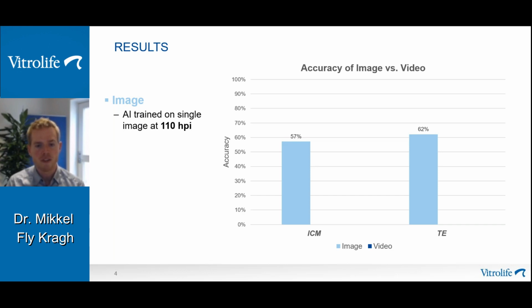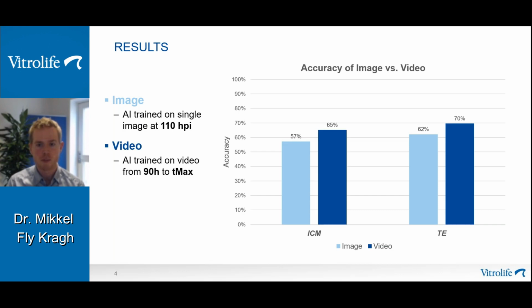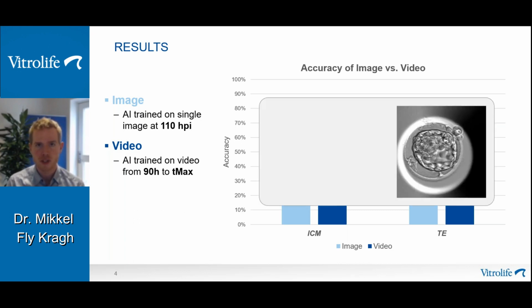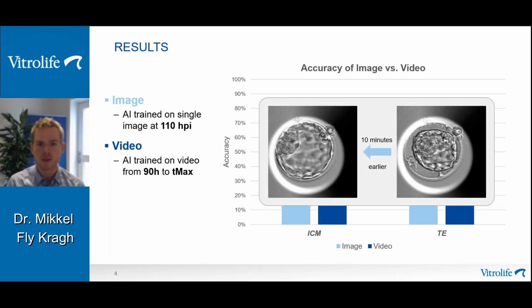We then trained an AI on videos, as I showed on the previous slide, from 90 hours post-insemination to the maximum size. And here we see an improvement to 65% and 70% accuracy, which means that there's indeed something to gain from also providing the temporal information available with time-lapse. And it does make sense, because when we look at a single image, for instance, 110 hours post-insemination, we may accidentally find a collapsed blastocyst like this one. But if we have the full sequence of images, we would see that just 10 minutes before, the blastocyst could look like this. And that's some of the temporal information that the AI can learn to utilize.